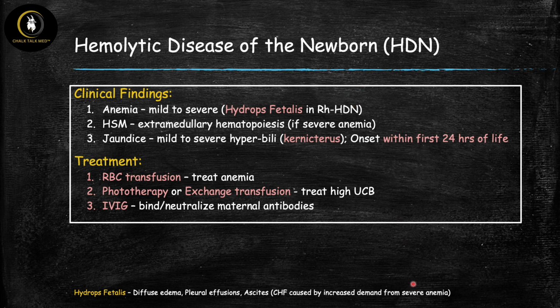And what happens here is that due to the severe anemia, you have very limited oxygen carrying capacity in this fetus. So in order to compensate for that, the fetus's heart goes into overdrive, and what ends up happening is what's known as high output congestive heart failure. And therefore, the clinical manifestations are going to be exactly what you expect to see in congestive heart failure, which is fluid accumulation and edema. So the findings here are going to be a fetus with diffuse edema, pleural and pericardial effusions, and ascites.